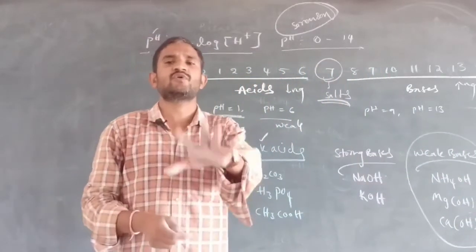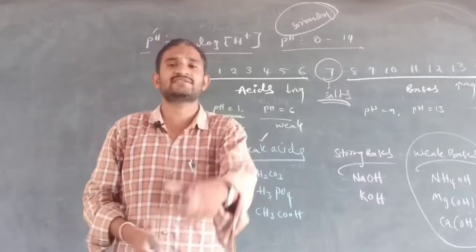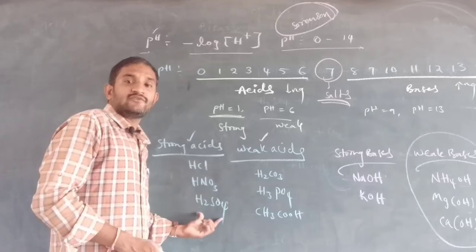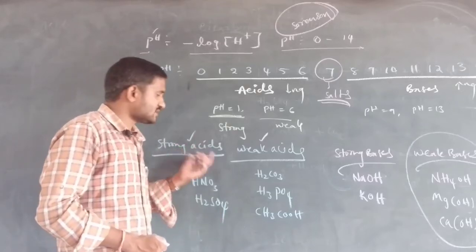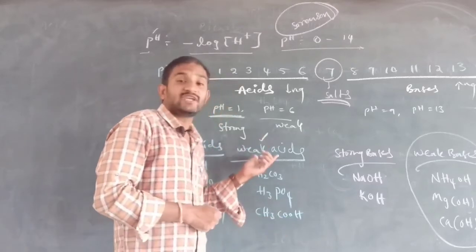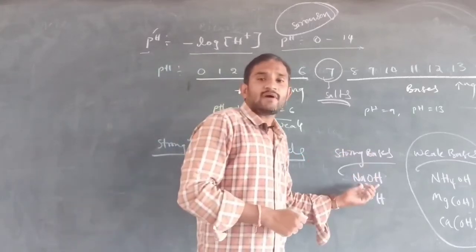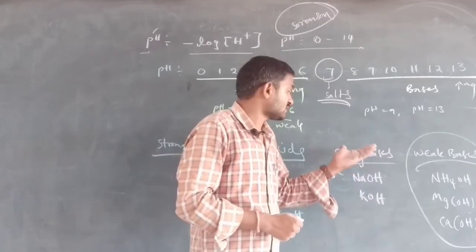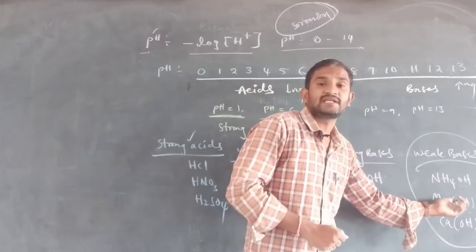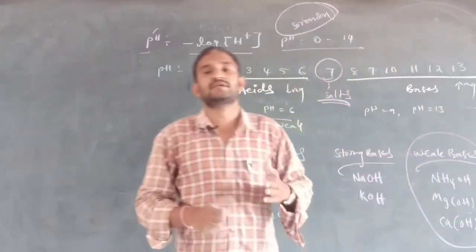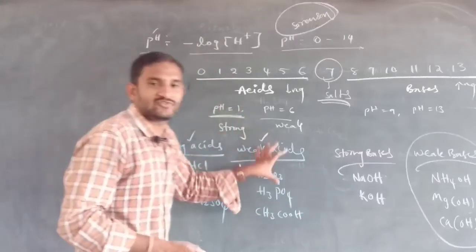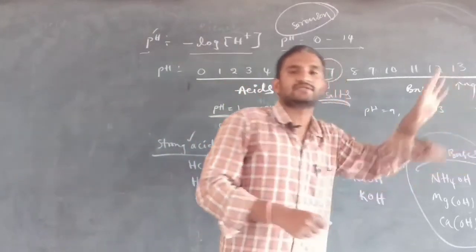Once more I will repeat the examples of acids and bases: hydrochloric acid, nitric acid, sulfuric acid are the strong acids. Carbonic acid, phosphoric acid, acetic acid are the weak acids. Sodium hydroxide, potassium hydroxide are the strong bases. Ammonium hydroxide, magnesium hydroxide and calcium hydroxide are the weak bases. That means we got strong acids, weak acids, strong bases, weak bases.